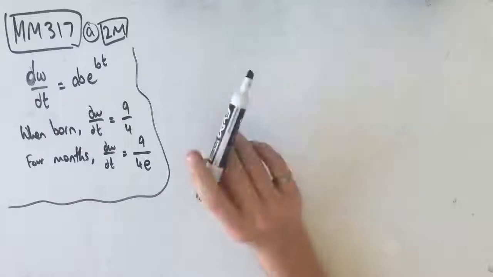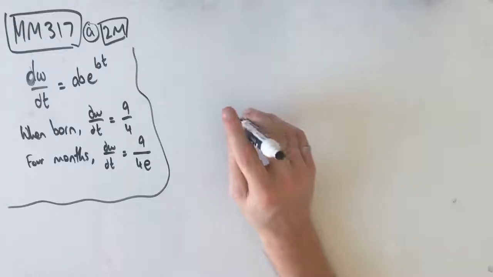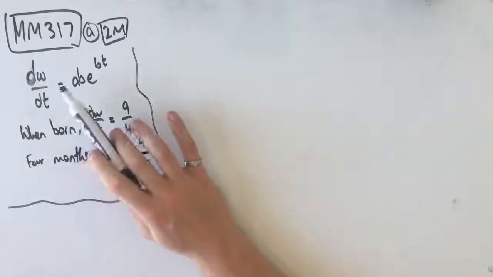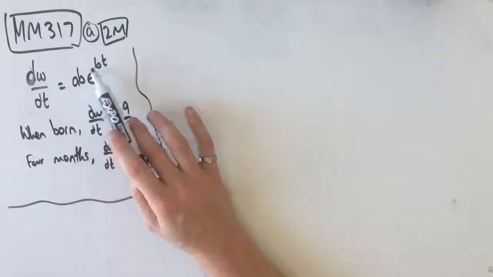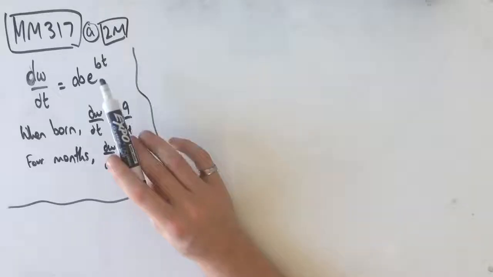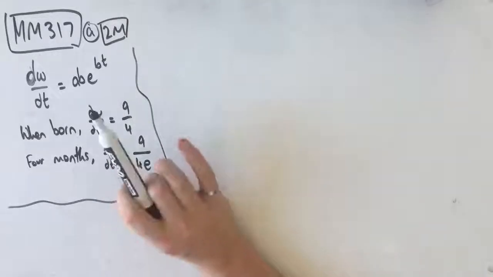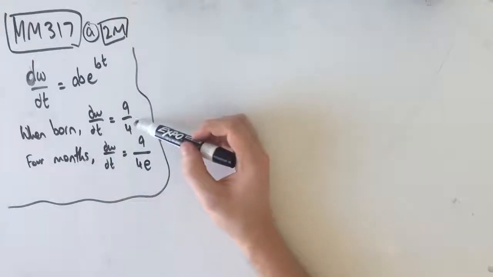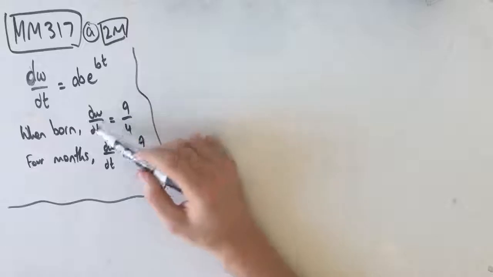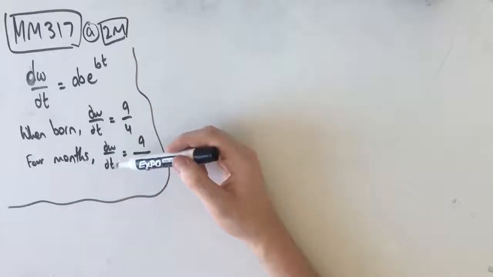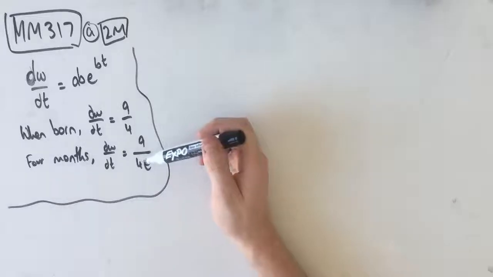So the rate of weight gain, W kilograms per month for a particular breed of dog T months after its birth can be modelled by dW/dt equals a b e to the power of bt, where t is greater than or equal to 0, and a and b are real constants. The information we get is, at the instant a dog is born, it is growing at 9/4 kilograms per month. So that means that dW/dt equals 9/4. 4 months after its birth, it is growing at 9/4e kilograms a month.